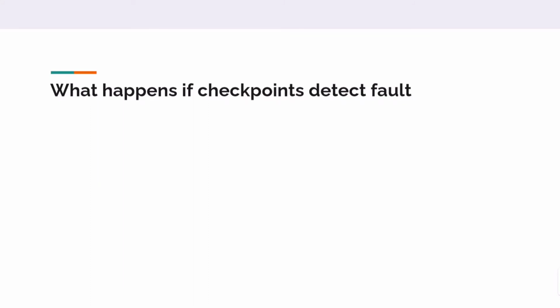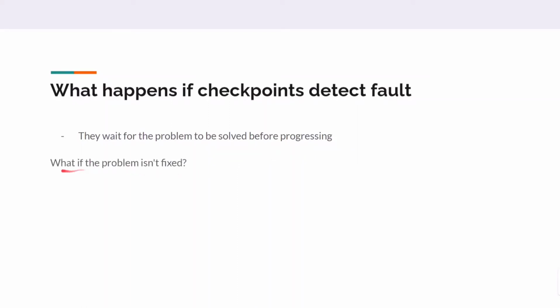And so now we've looked at the checkpoints. What happens if the checkpoints detect a fault in our cell? Well, firstly, the checkpoints will cause the cell cycle to halt to see if the problem will be solved. It halts the cell cycle before progressing to make sure that the cell can deal with this fault. But that's all good, but what if the problem isn't fixed and the cell cannot progress in the cell cycle because the checkpoint is halting it, because there is a fault?